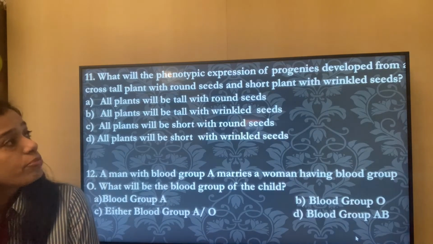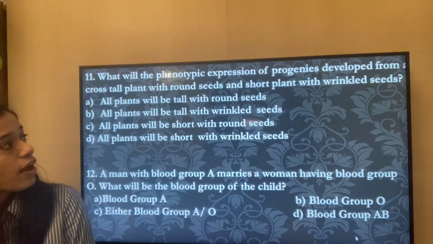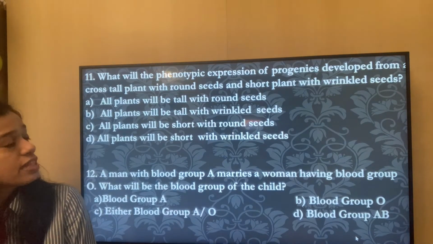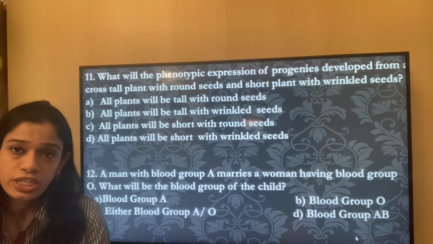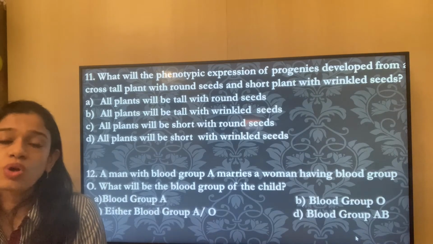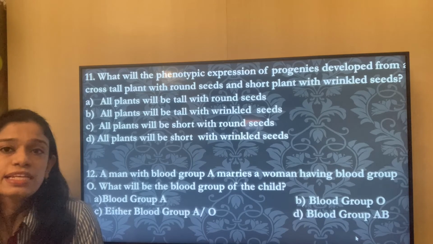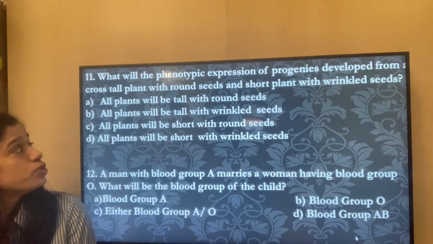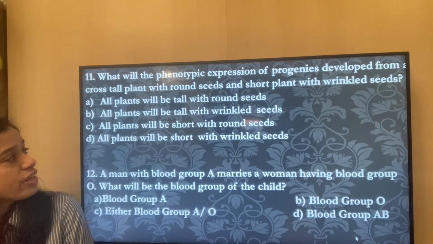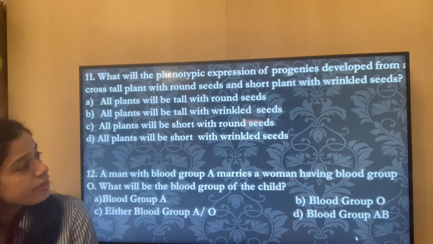What will be the phenotypic expression of progenies developed from a cross of a tall plant with round seeds and a short plant with wrinkled seeds? Now we have to see the options. All plants will be tall with round seeds, all plants will be tall with wrinkled seeds, all plants will be short with round seeds, and all plants will be short with wrinkled seeds.